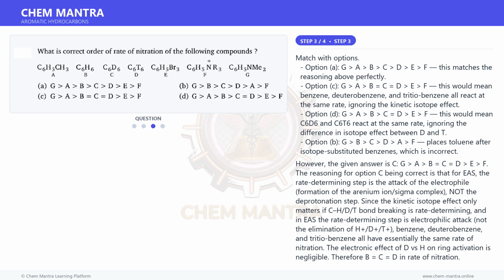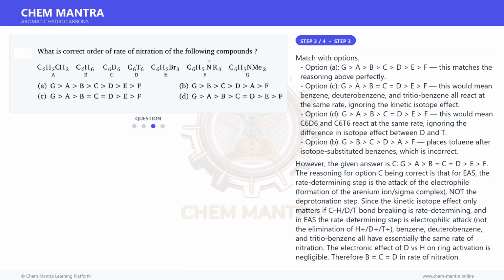Match with options. Option A: G, A, B, C, D, E, F. This matches the reasoning above perfectly. Option C: G, A, B equals C equals D, E, F. This would mean benzene, deuterobenzene, and tritiobenzene all react at the same rate, ignoring the kinetic isotope effect.